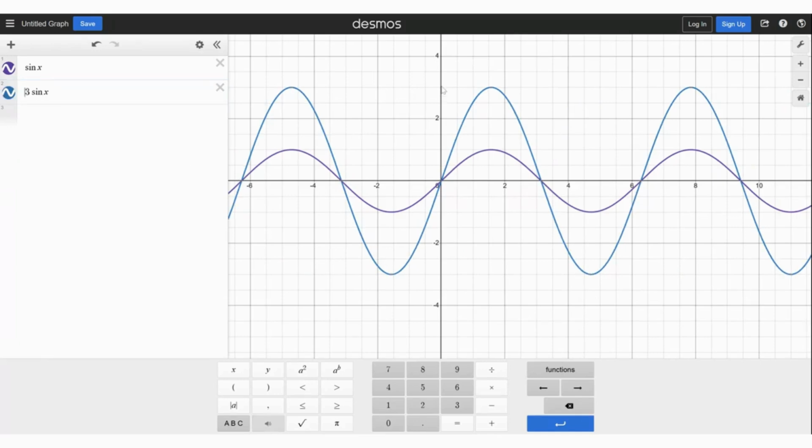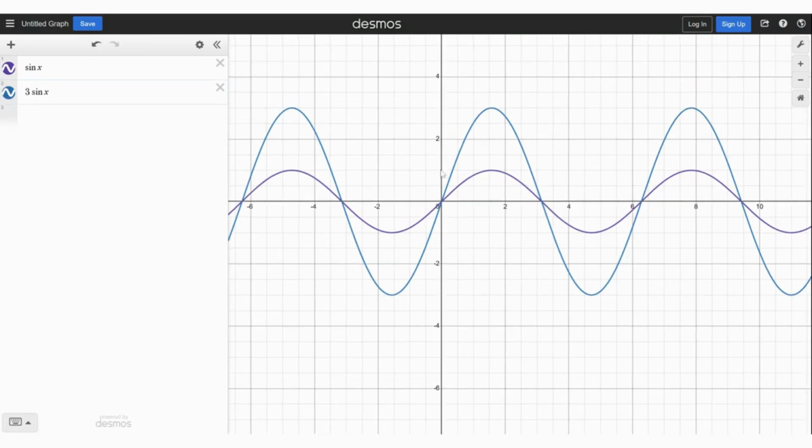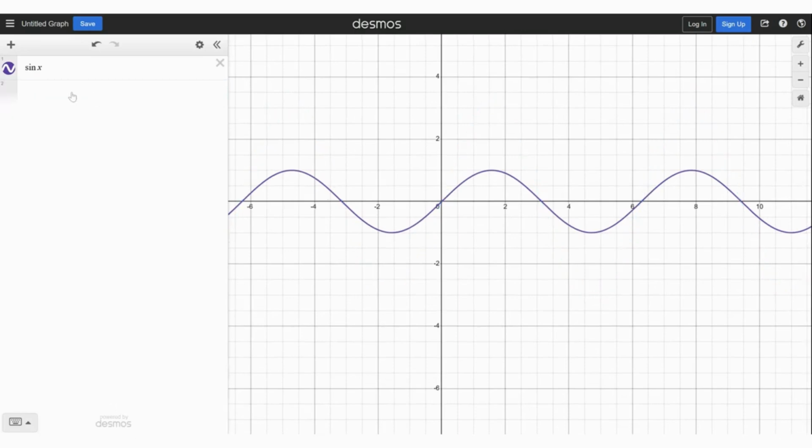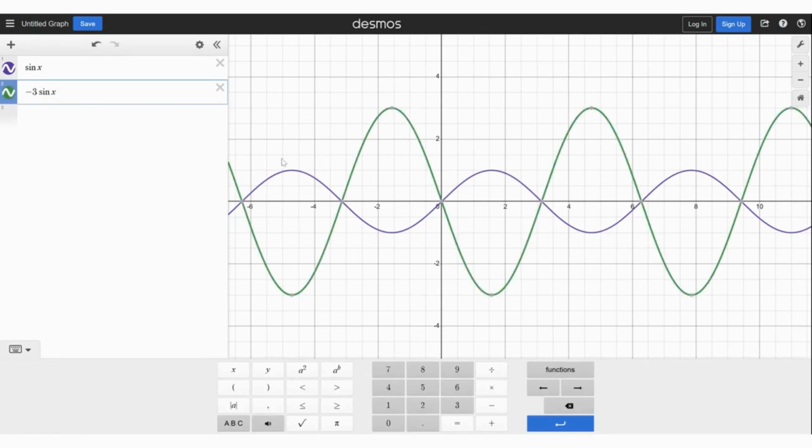One has an amplitude of 3 instead of 1. Versus if we put a negative 3 sine x, y'all see that it actually flipped on us, going in opposite directions. All right, moving on. But check out Desmos or GeoGebra.